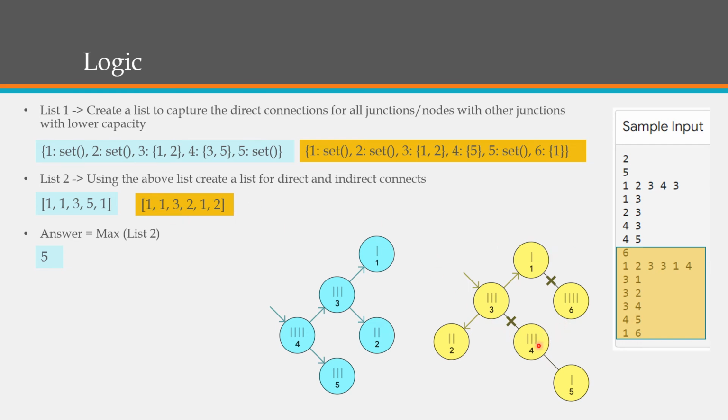Then for 4 we have 2, because from here it can go to here only, 1 2, okay, and from 5 again nothing, only that junction, and for 6, from here to here, that's also 2. Okay, so the maximum of this is nothing but 3. So we have the answer as 3.